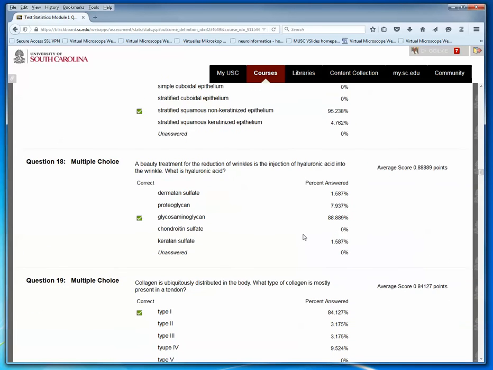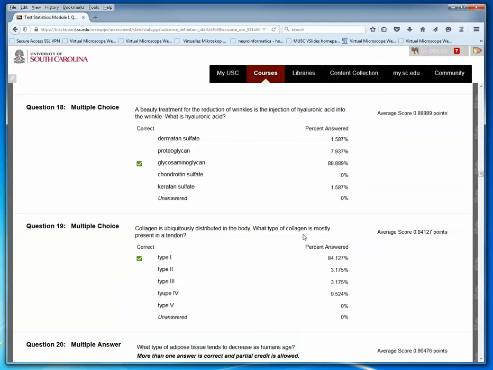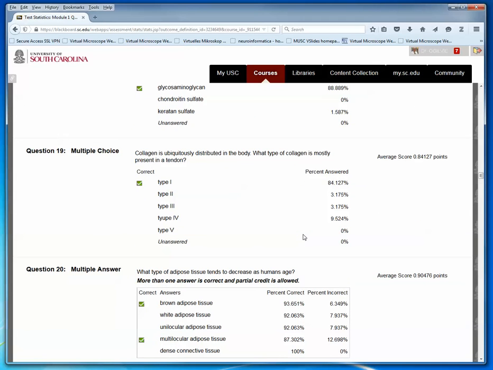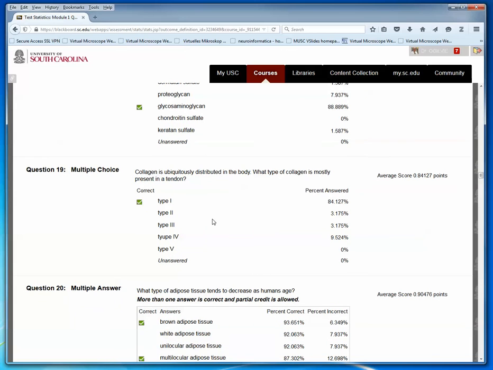And so this is not to teach this again. This is just to prompt your thinking about being prepared for the midterm. What is hyaluronic acid? It's a glycosaminoglycan. It's none of these others. And what about collagen? You learned about type 1, type 2, type 3 at least. So type 1 is either the collagen in a tendon or the collagen in a bone. And type 2 is in cartilage, and type 3 is reticular fibers.